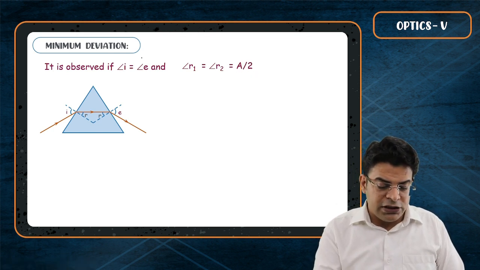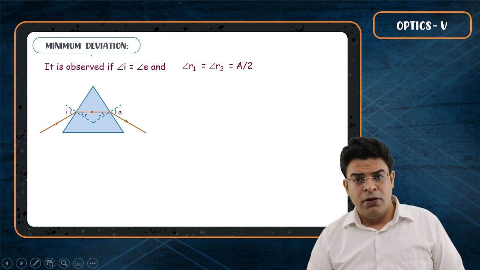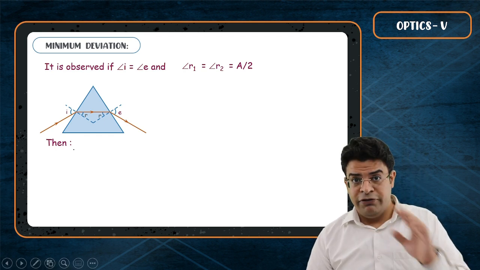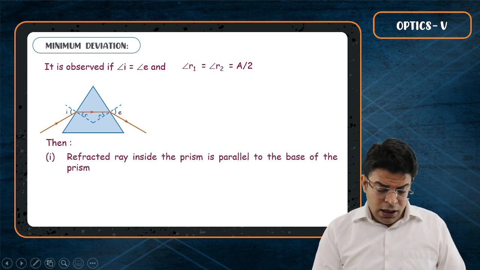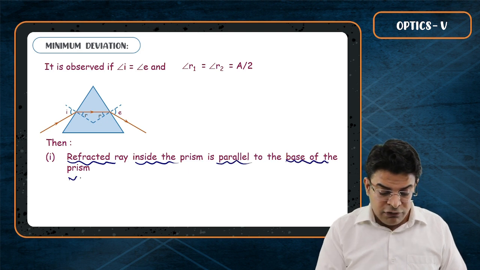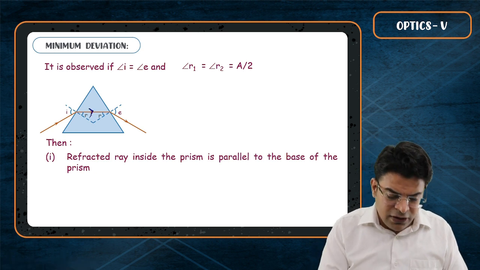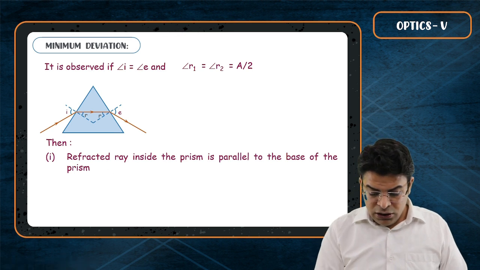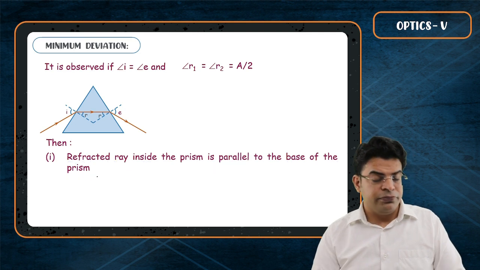So for minimum deviation, you just need to remember this condition. From here, you can start getting everything. Now we can even say that when the ray undergoes minimum deviation, I equals E, R1 equals R2 equals A by 2. The refracted ray inside the prism is parallel to the base of the prism. You can see it clearly in the diagram. It has to go symmetrically. So it will be parallel to the base of the prism.